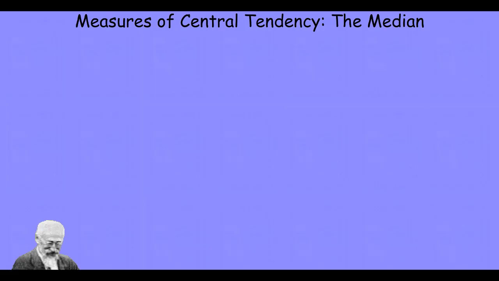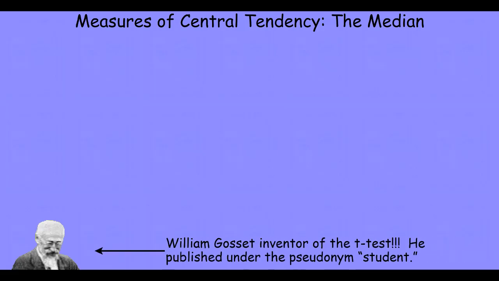What about the median? Well, the median is also a numeric measure of central tendency. Our spokesperson for the median is William Gossett. He's probably my favorite statistician. He was the inventor of the t-test, which is a good statistical test. He had to publish under the pseudonym Student. And the reason why is why he's my favorite statistician.